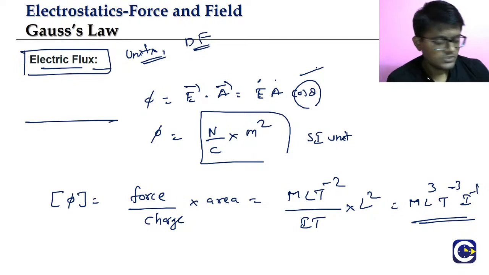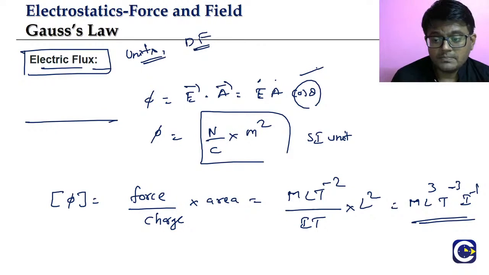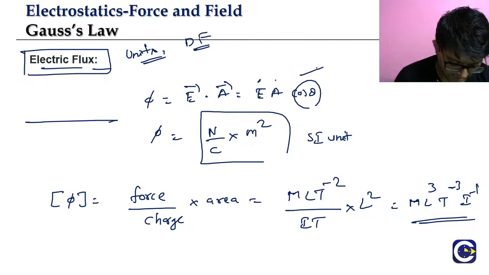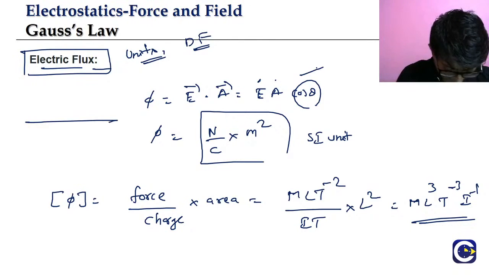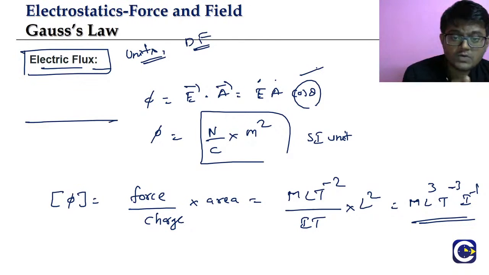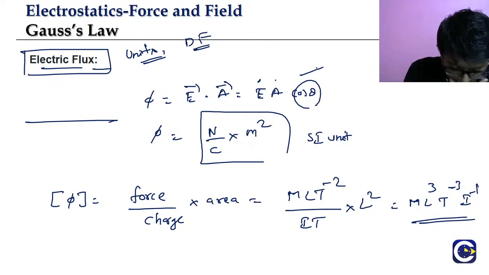Okay? So check it, students. What should be the dimensional formula? M L cube T power minus 3, then I power minus 1. So this is the dimensional formula for the electric flux. Okay? So whenever we get a new physical quantity, the first things are what: unit as well as dimensional formula.